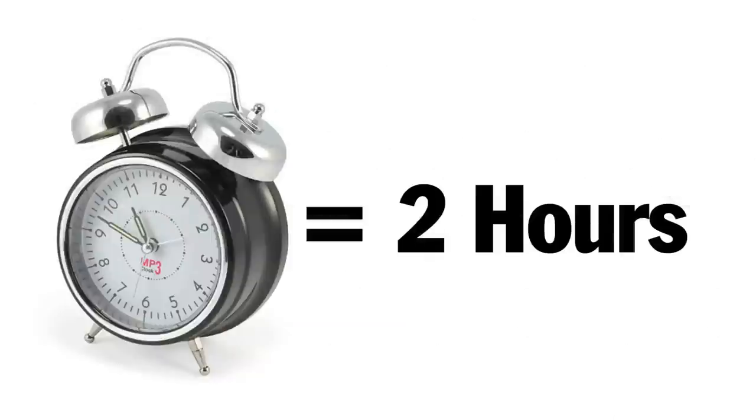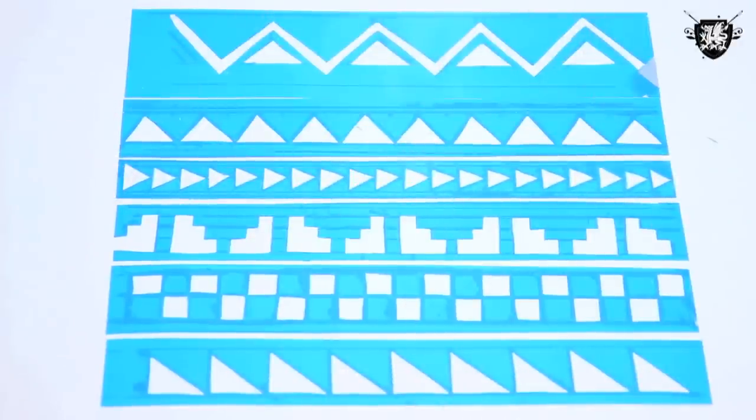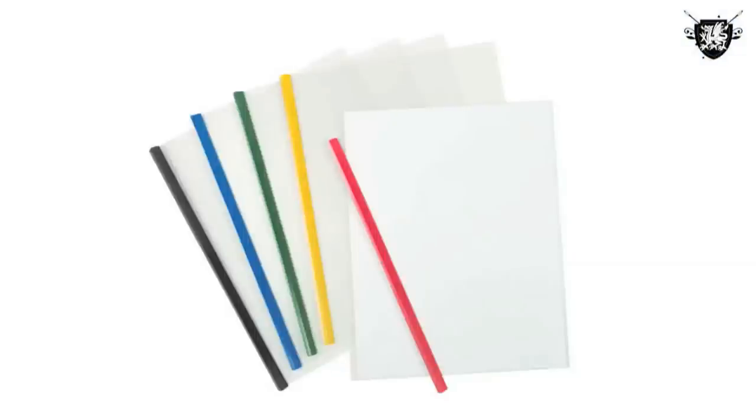Intermediate. So to get this look, we're gonna make some stencils. First thing I did was grab some stencil paper, which is pretty much just a piece of plastic, not really paper at all, actually. Plastic report covers also work well for this.